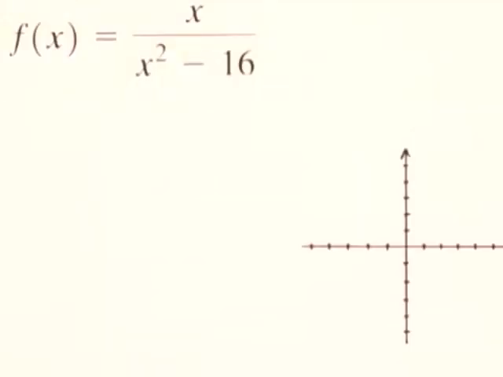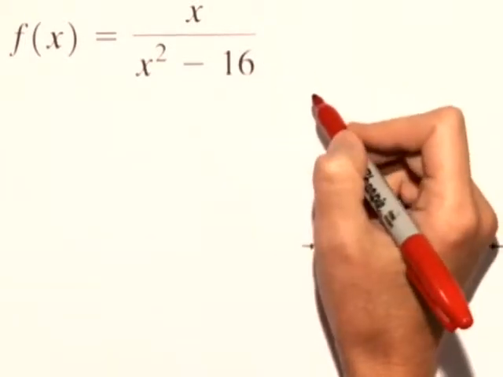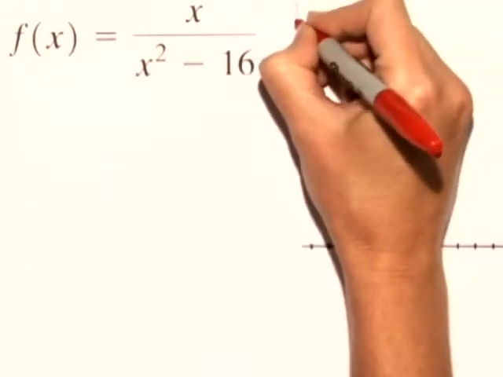We're given a rational function, and we're first asked to find the domain of the rational function and then use several steps in order to graph the rational function. So we have f of x equals x over x squared minus 16. So first, let's talk about the domain.